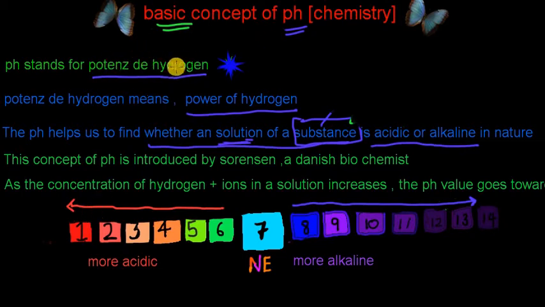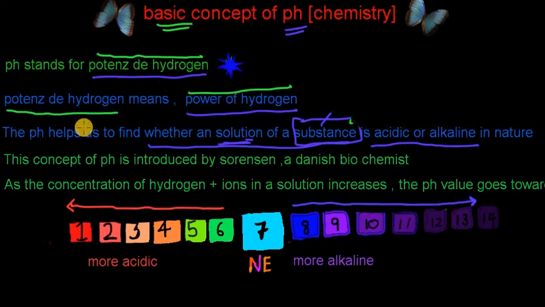So let's now start. pH stands for potence dihydrogen. Potence dihydrogen means the power of hydrogen.